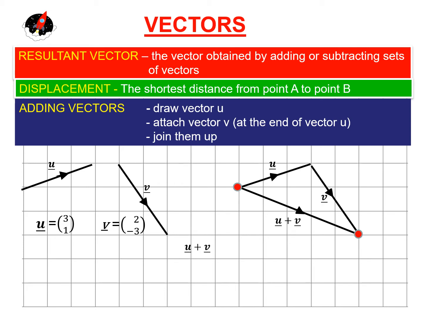I can also represent this as a calculation. So using the column vectors, it's 3, 1 plus 2, negative 3, and that would give me 5, negative 2. And if I trace the path from the start to the end, I see I need to go 5 to the right and 2 down, which confirms my calculation.